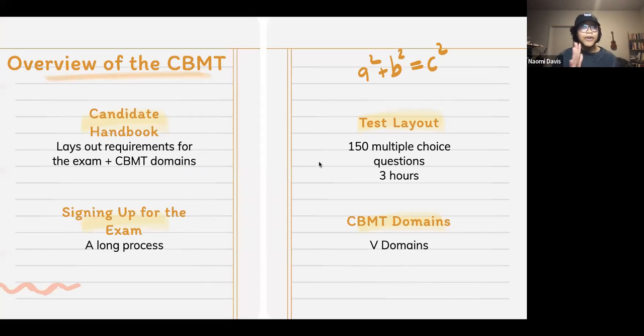So first and foremost, we're going to take an overview, look at the CBMT exam, what it entails, some things to look out for, some things to include, and some resources to check out from the beginning. And for those of you who have already taken the exam a time or two, a lot of this first part will be pretty familiar to you.